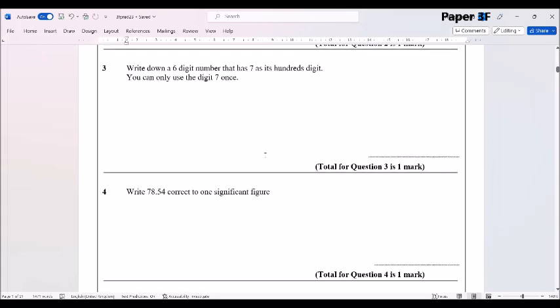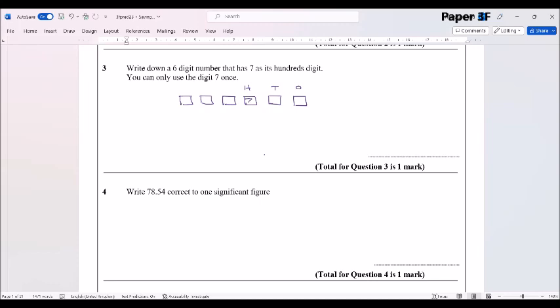Next question, write down a 6-digit number that has 7 as its hundreds digit. So let's have a look and see what we've got here. So 6-digit number, 1, 2, 3, 4, 5, and 6. Now we know that that is the ones column. We know that that is the tens column. We know that that is the hundreds column. We want its hundreds digit, so we're going to put a 7 in there.